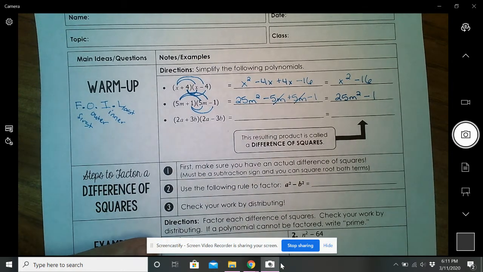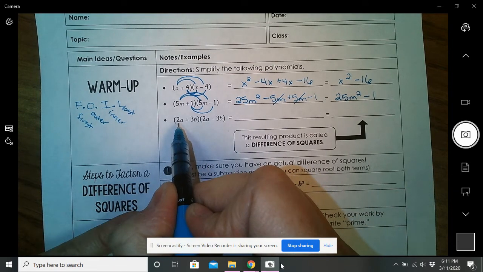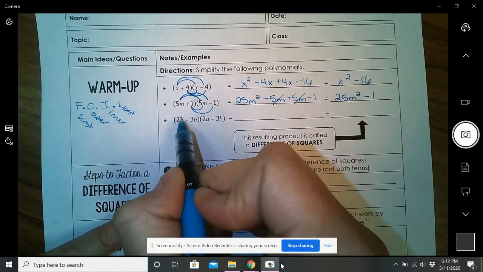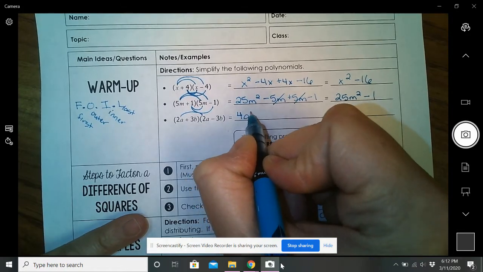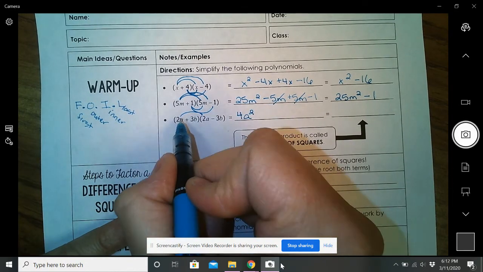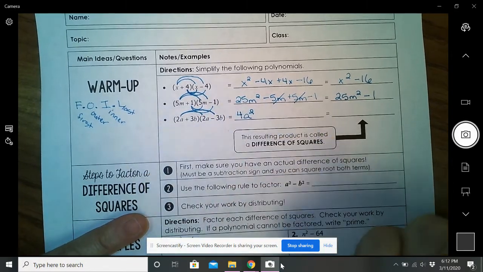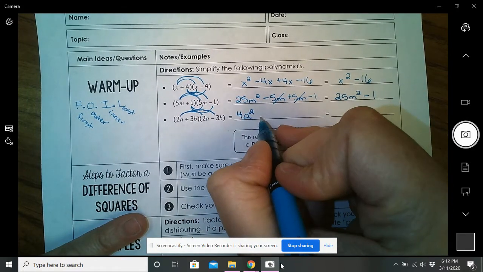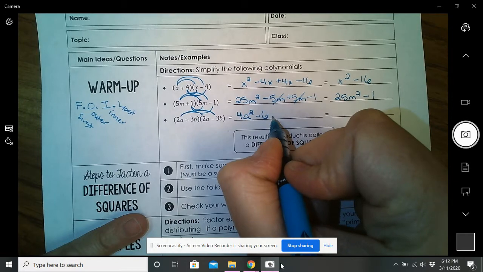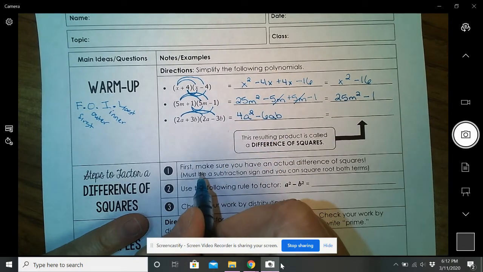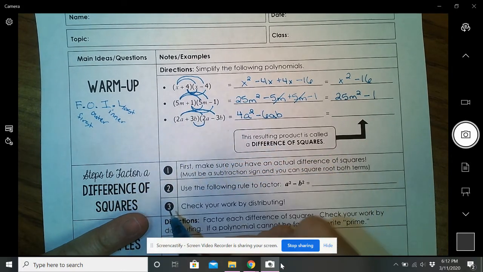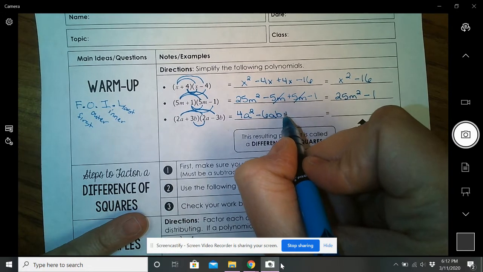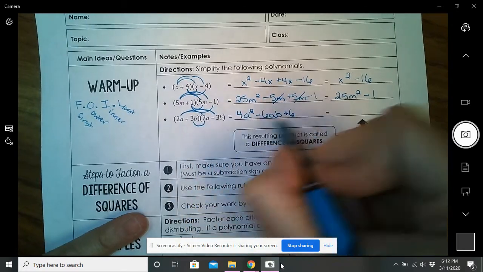Okay, one more multiplication example. Foiling our two binomials over here. First two terms, 2a times 2a. 2 times 2 is 4. A times a is a squared. Now for the outer two terms, 2a times negative 3b. 2 times negative 3 is negative 6, and a times b is ab. Now for the inner two terms, positive 3b times positive 2a. 3 times 2 is positive 6, a and b is ab.